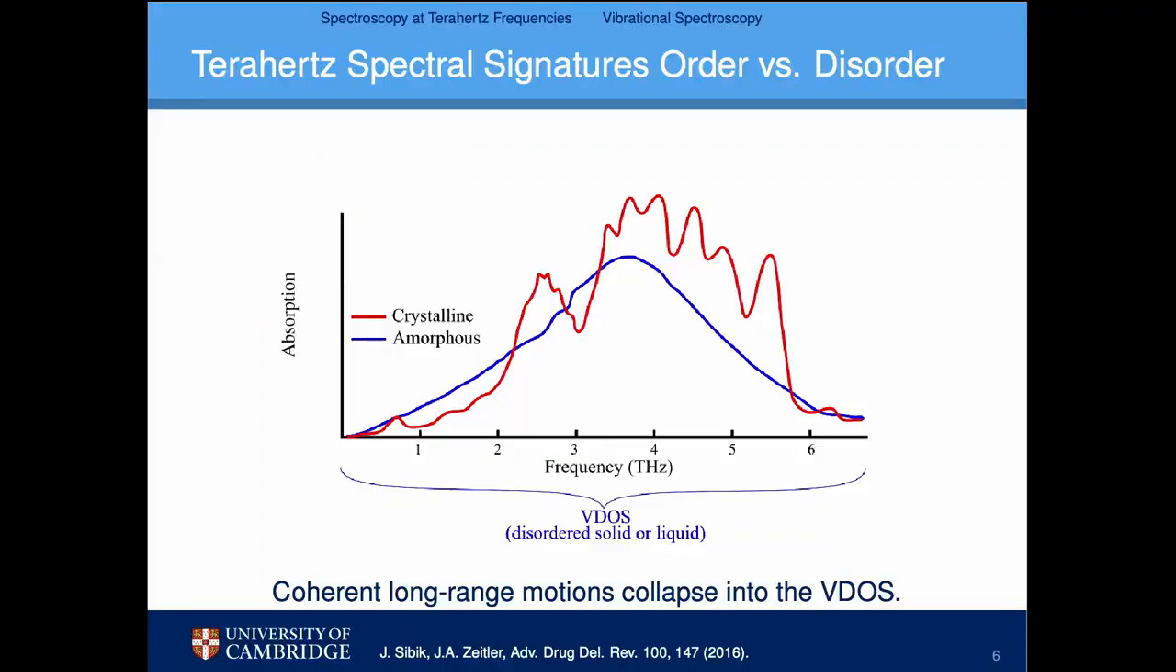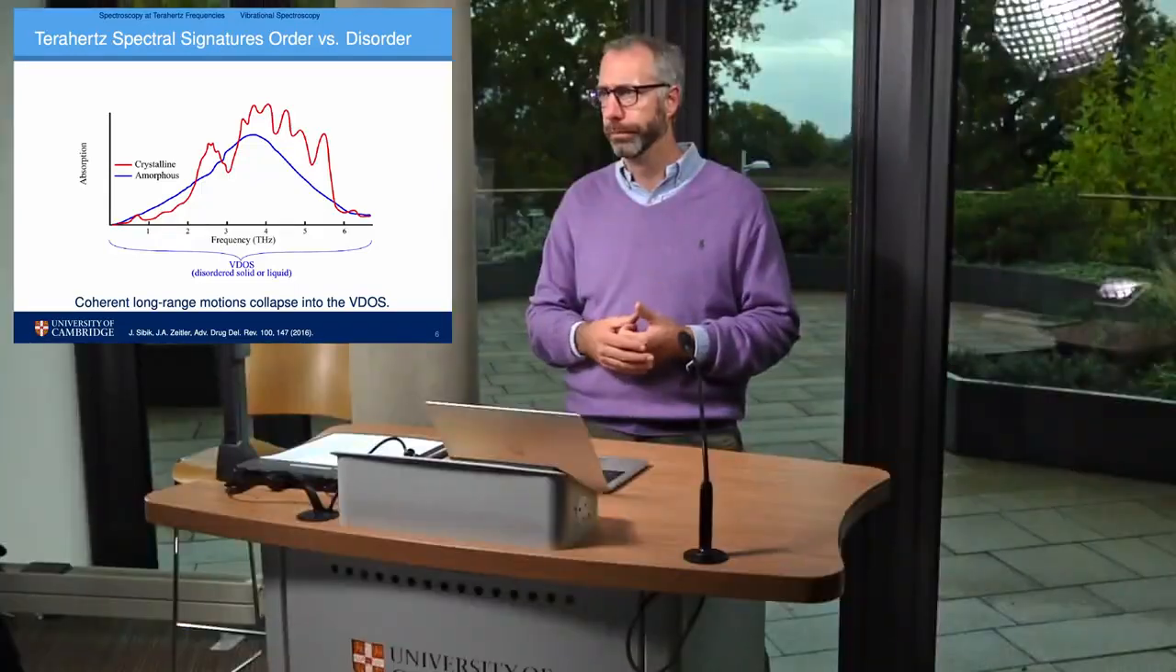So instead of several well-defined peaks, there is a single very broad peak which represents the so-called vibrational density of states, or in short VDOS. And this is a universal feature of all disordered materials, no matter the nature of the bonding within or between the individual atoms or molecules.